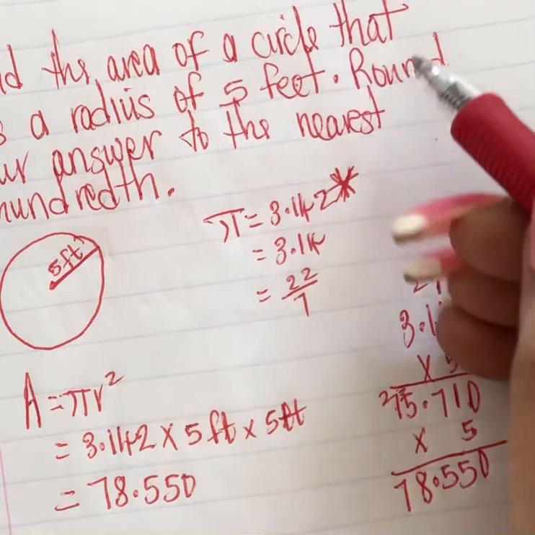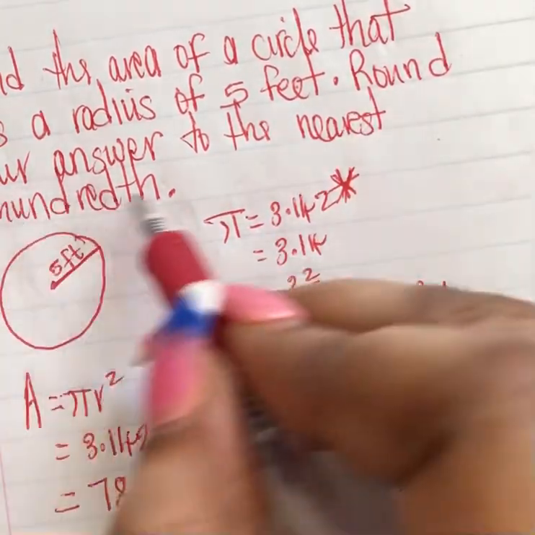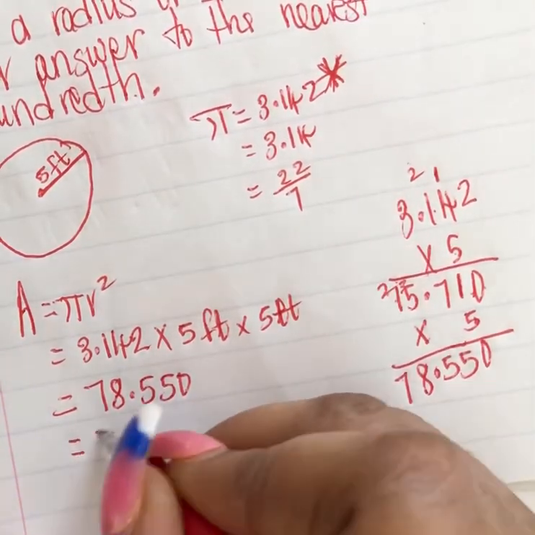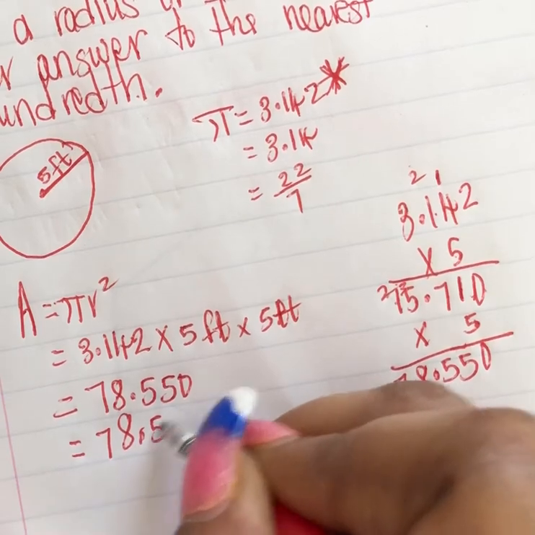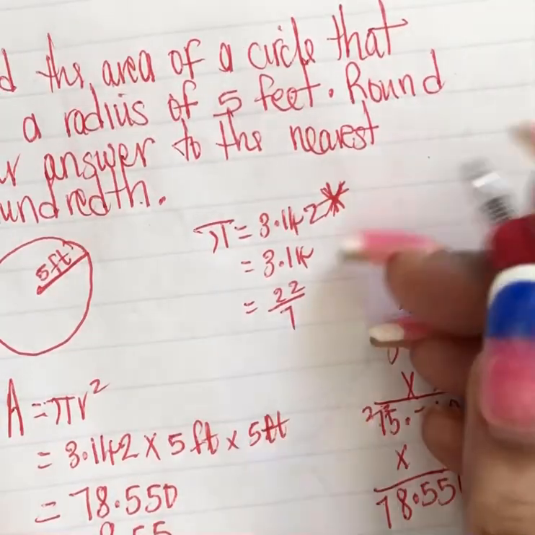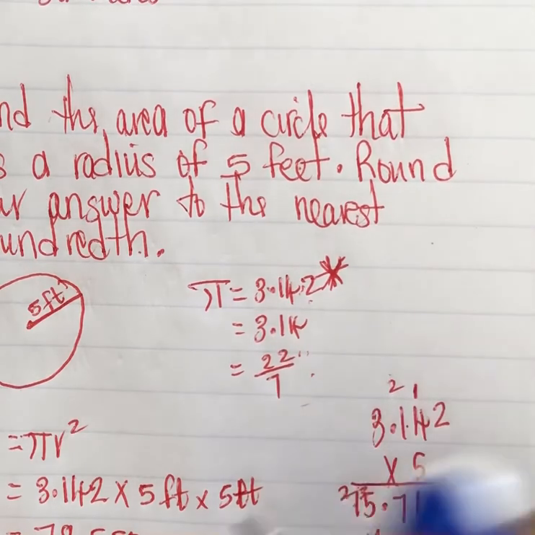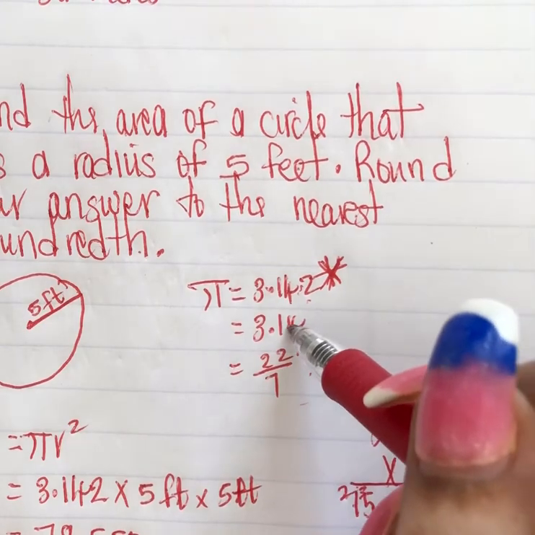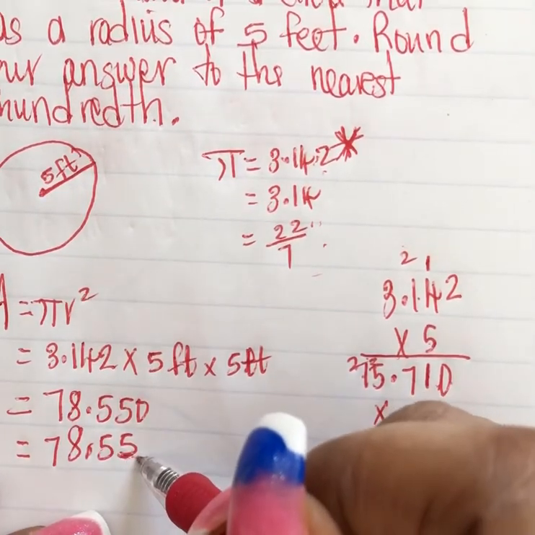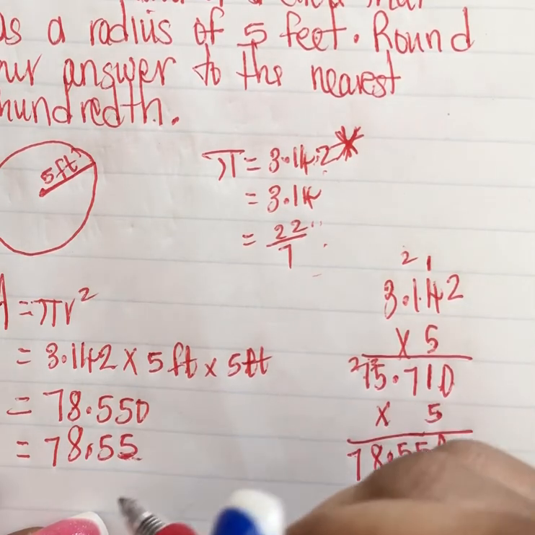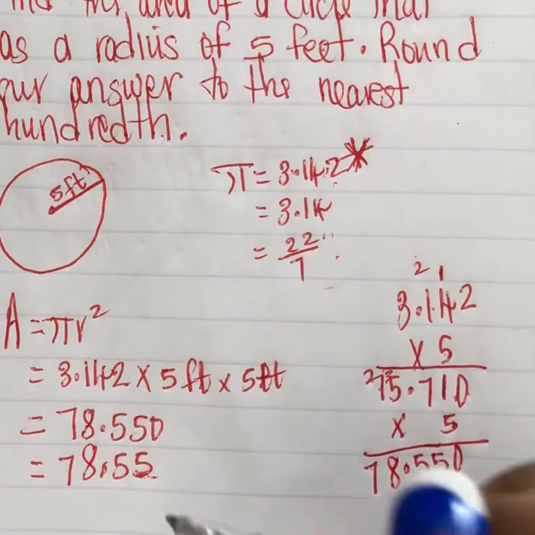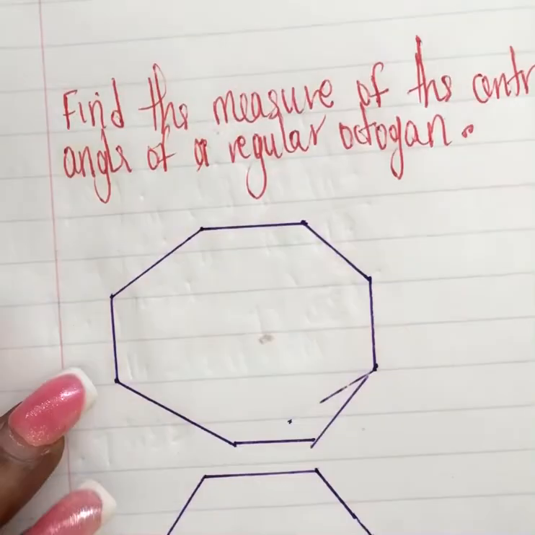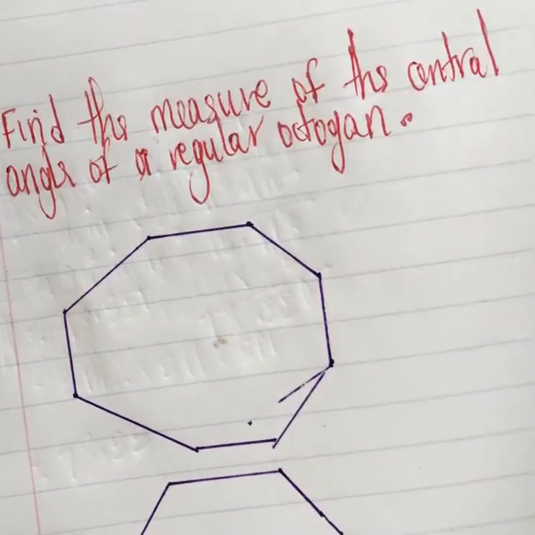But I was asked to round my answer to the nearest 100th. So if I'm to round to the nearest 100th, I will write 78.55. Now, it depends on which pi you use. Okay? If I use 3.14, I'm not going to get this exact same answer. But by approximation, my answer will be the same. But it's not going to be exactly what we see here. Good? Let us look at another question.